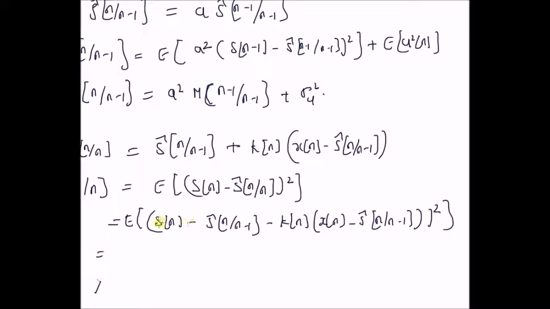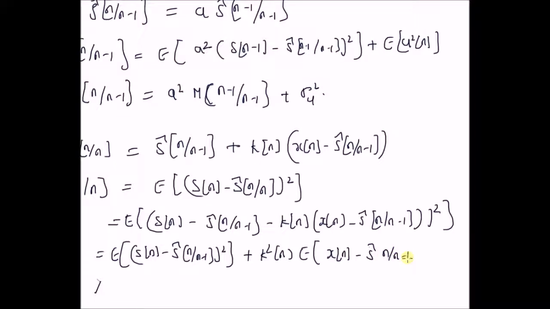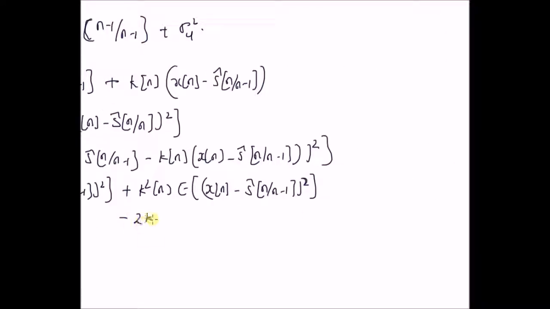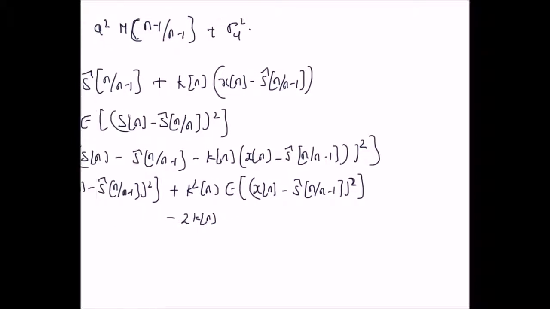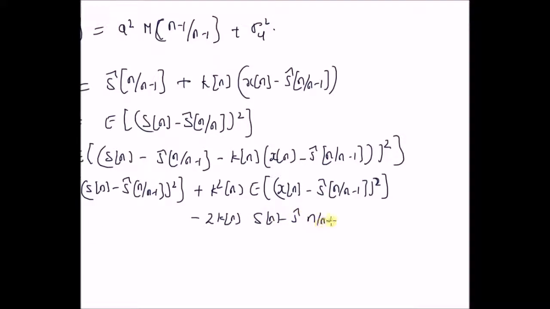So now, by treating the difference s of n minus s hat of n given n minus 1 as the first term a, and this term as b, we have the expectation of a square plus b square minus 2ab, which is the expectation of s of n minus s hat of n given n minus 1, whole square, plus k square of n, that is the b square term, expectation of x of n minus s hat of n given n minus 1, whole square, and the 2ab term is equal to minus 2k of n, that is minus 2 times the Kalman gain multiplied by the ab term, s of n minus s hat of n given n minus 1.